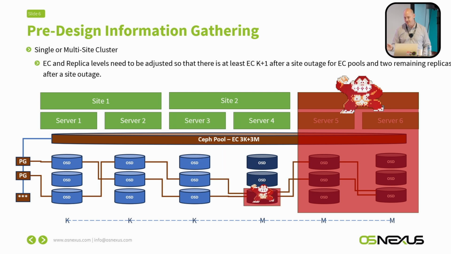And again, this is a similar kind of thing. This 3 plus 3M would stop the cluster in this case, because there are some placement groups here that no longer have any of these coding blocks, the dark blue ones. But again, we can solve this by doubling these up and going with a 6K plus 6M and get the same durability, same usable capacity of 50%.